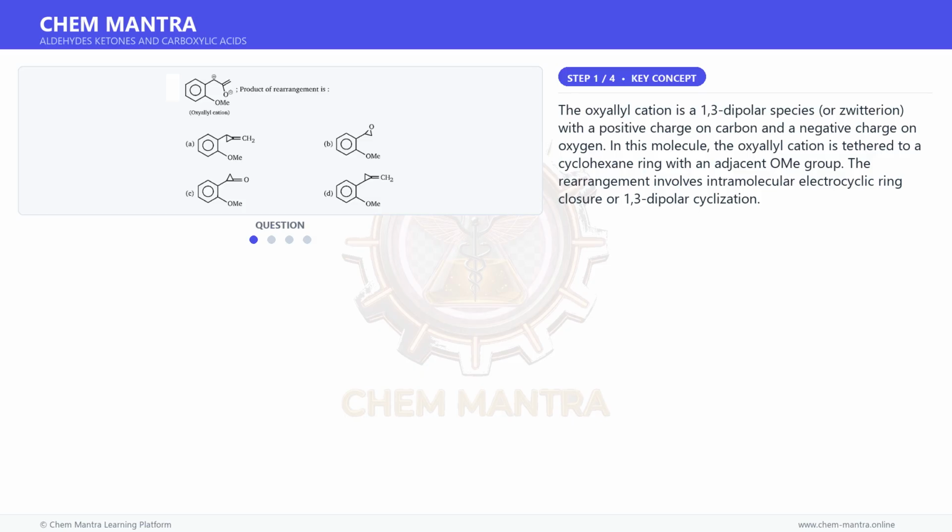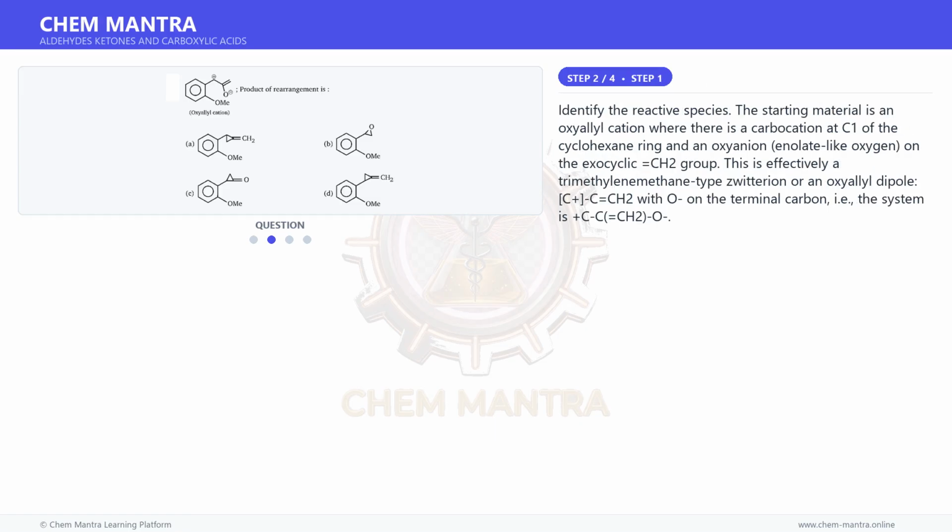The oxylyl cation is a 1,3-dipolar species, or zwitterion, with a positive charge on carbon and a negative charge on oxygen. In this molecule, the oxylyl cation is tethered to a cyclohexane ring with an adjacent OMe group. The rearrangement involves intramolecular electrocyclic ring closure or 1,3-dipolar cyclization.